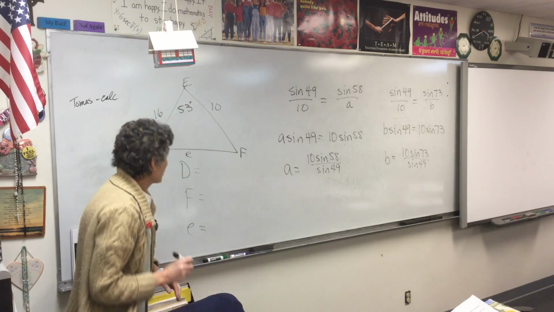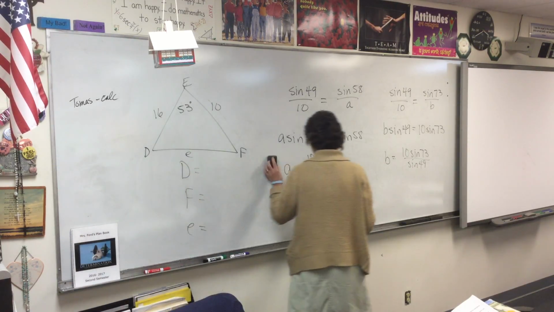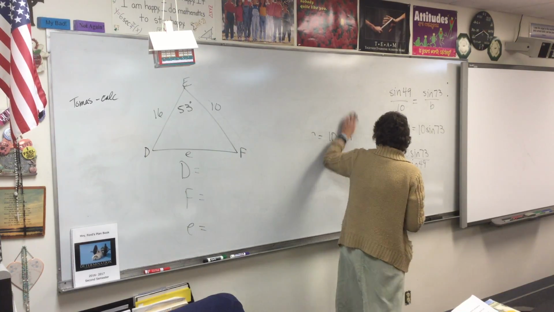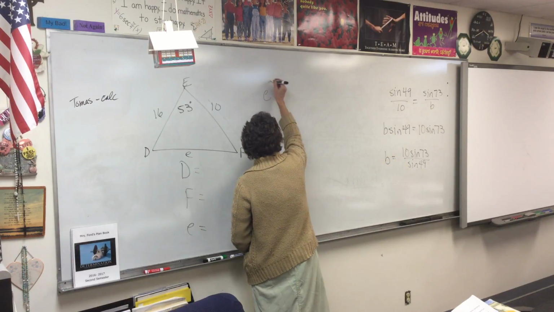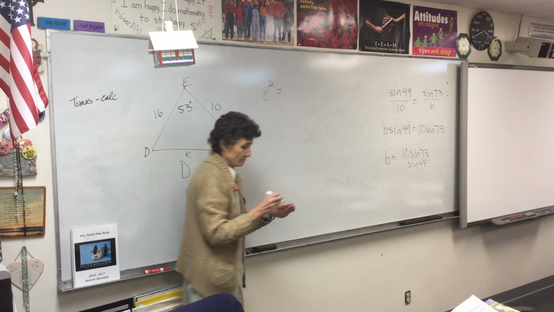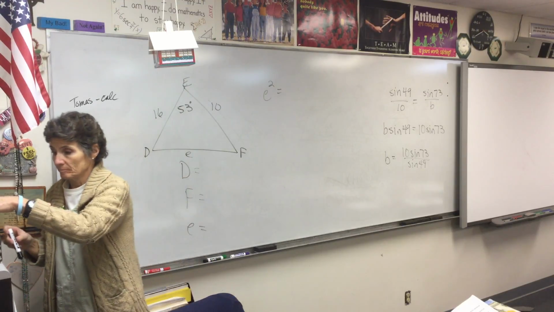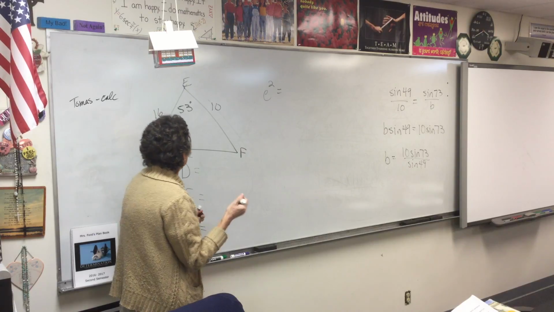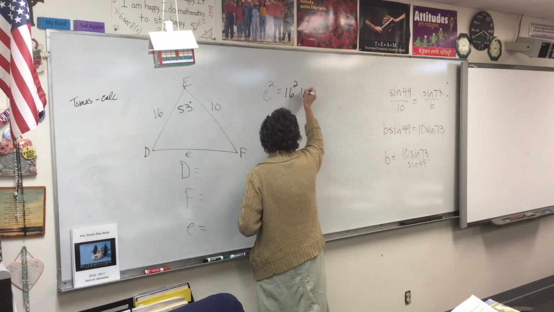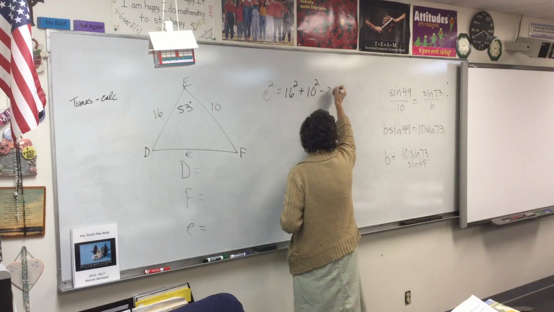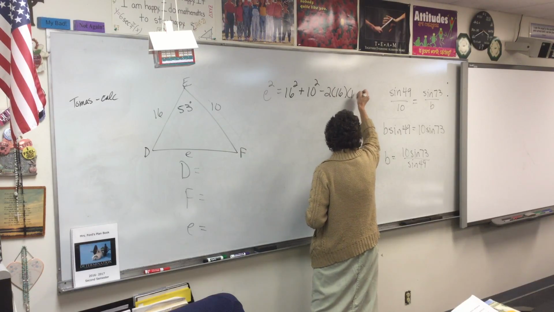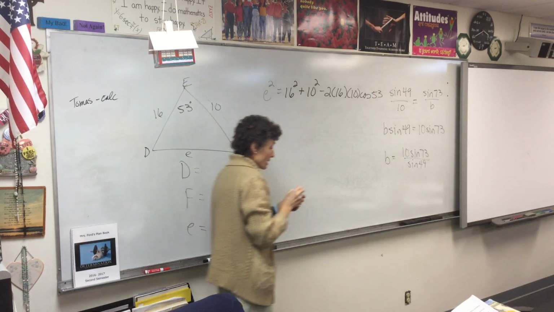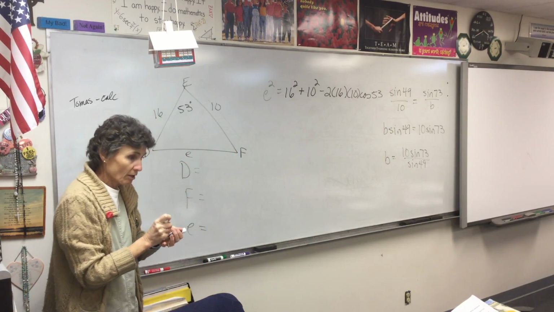All right, so what's my law of cosines going to say? I'm going to find side E, because that's the angle I have. So I'm going to have E squared over here by itself. Side squared plus side squared, minus 2. Then put numbers in for me. 16 squared plus 10 squared, minus 2 times 16 times 10 times cosine 52. Very good. So now I'll just type that in on my calculator.